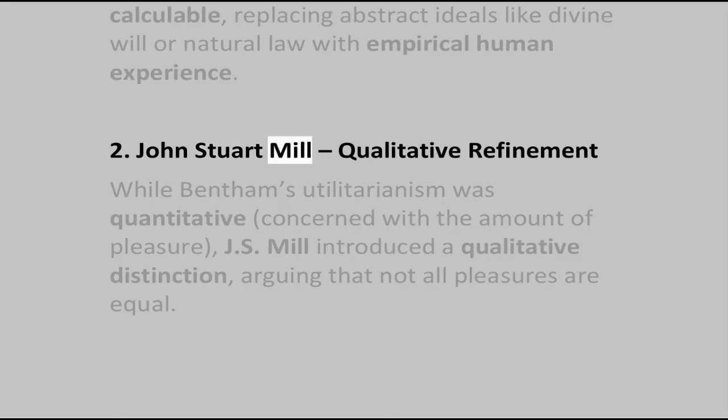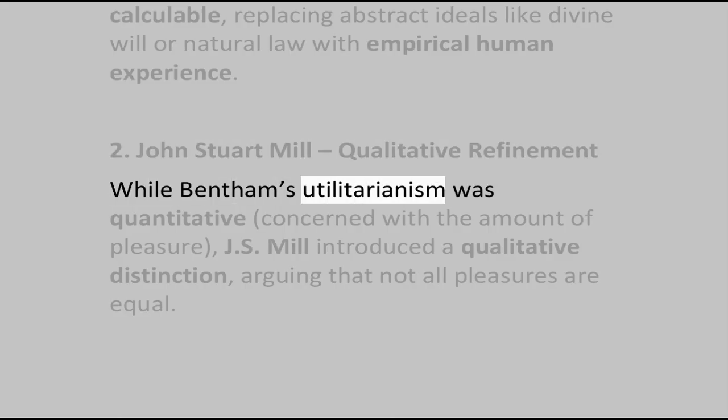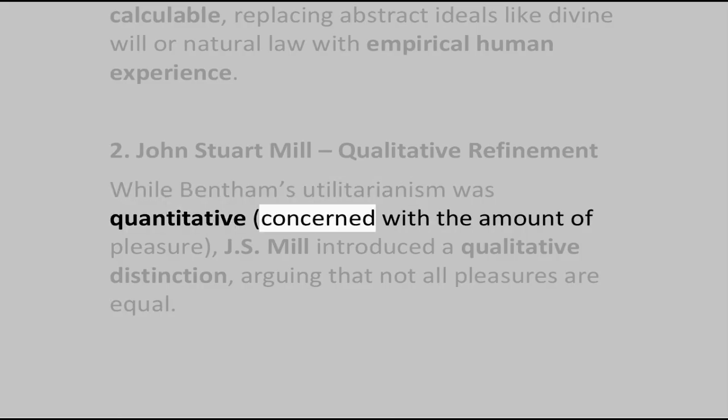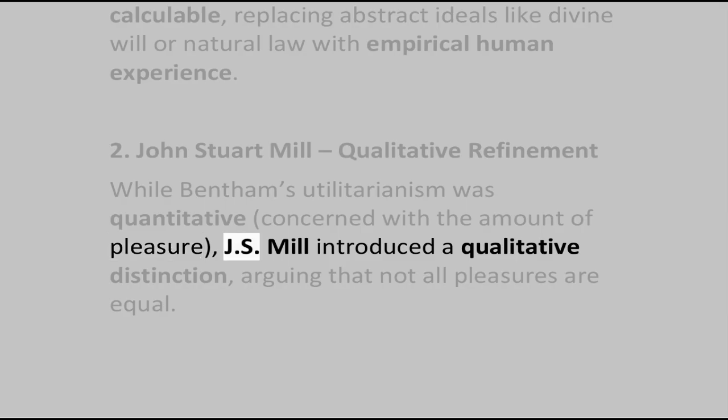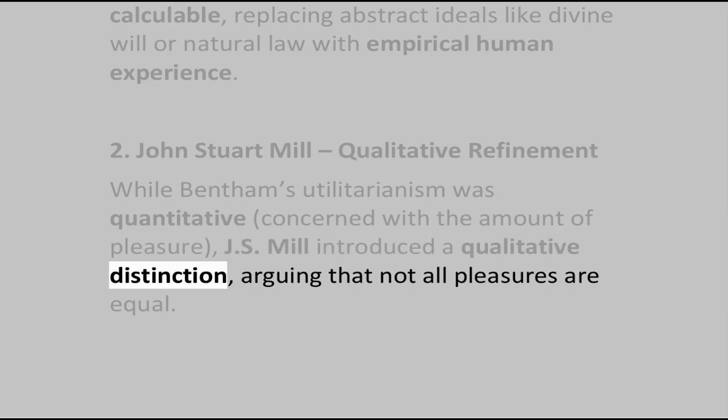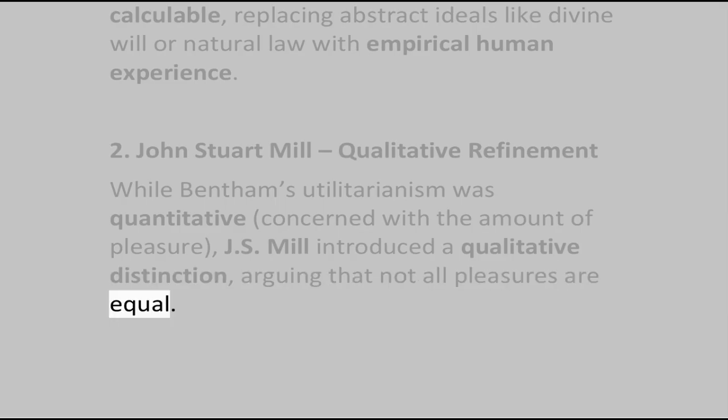2. John Stuart Mill, qualitative refinement. While Bentham's utilitarianism was quantitative, concerned with the amount of pleasure, J.S. Mill introduced a qualitative distinction, arguing that not all pleasures are equal.